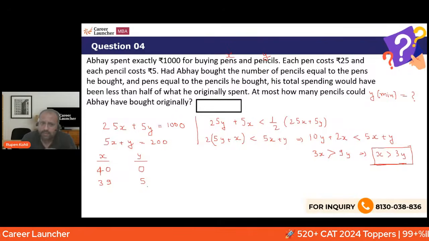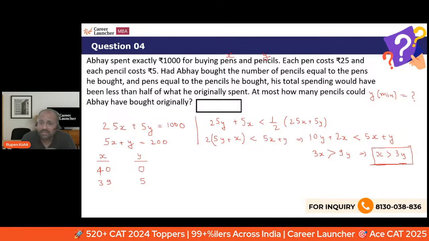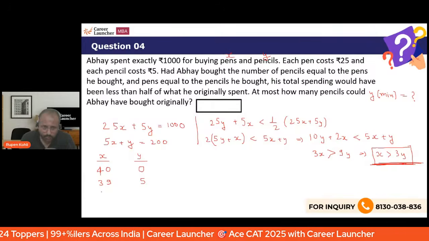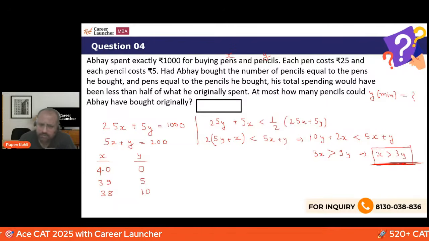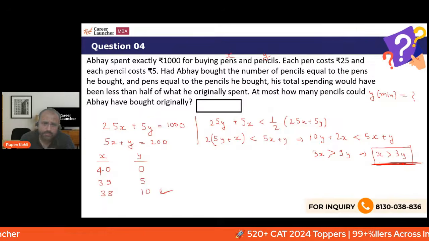I'm increasing y. I want to find the maximum limit I can reach for y, isn't it? So can I go for the next possibility? Will this constraint still be satisfied? That is my point, right? So 38 and then 10. 38 is more than thrice of 10, 30. This is still valid. But this is quite neck to neck, 38 and 30 are quite close.